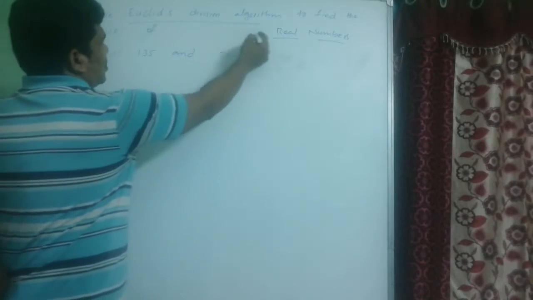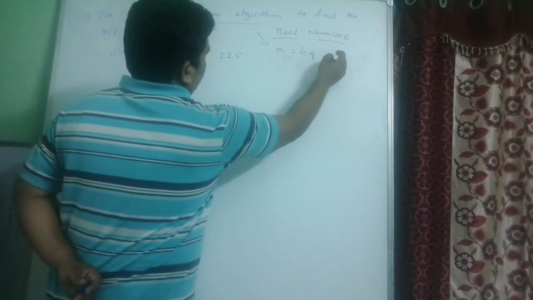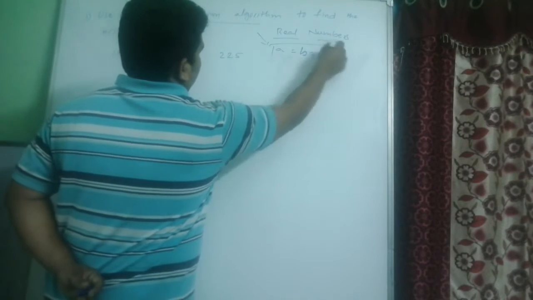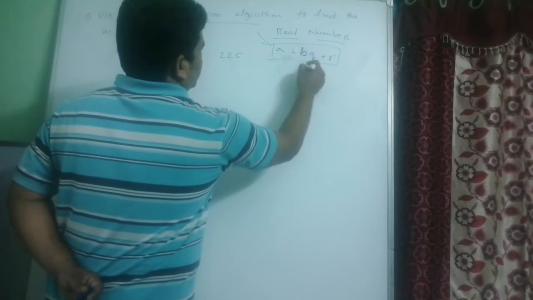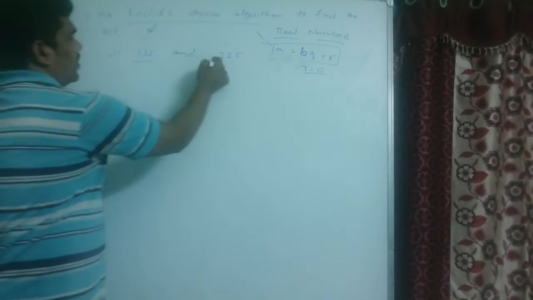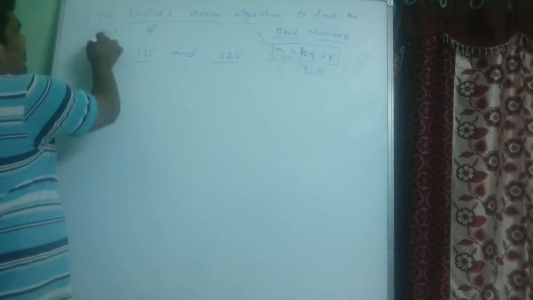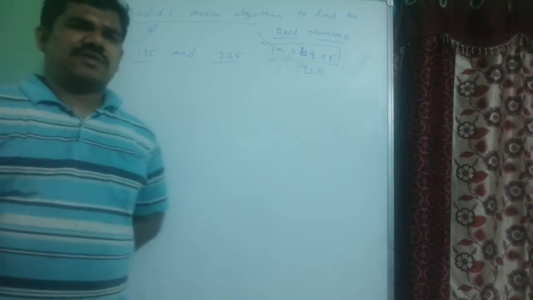So, what is the Euclid's division algorithm method? It means A equals BQ plus R, where the remainder should be 0. The remainder should come to 0. So, 135 and 225: find the HCF of these two numbers.